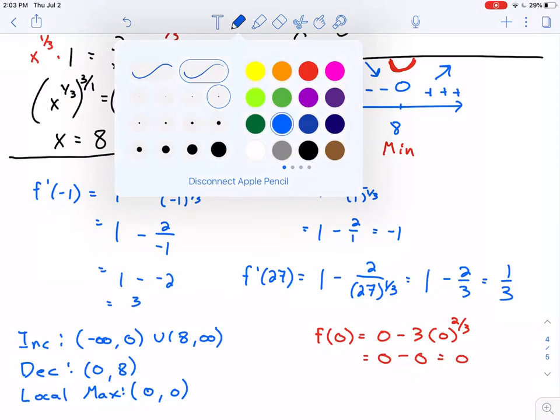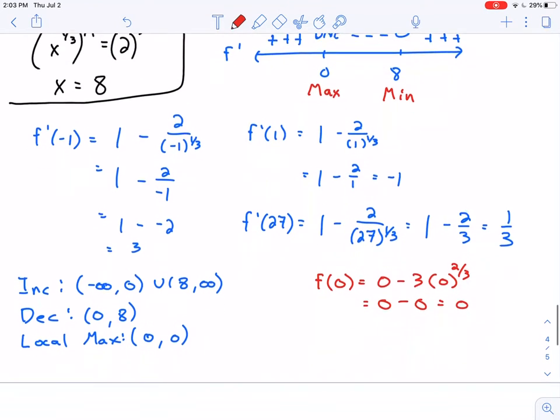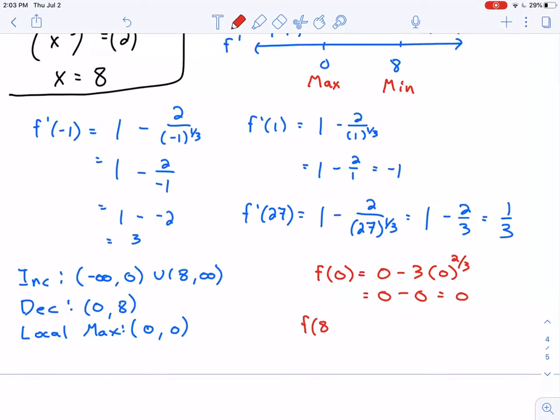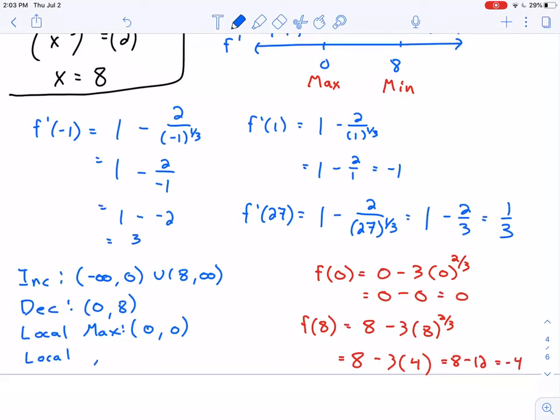So that means I need to find the y value corresponding to that. I'm going to take that, plug it into my original function. So f of 8, this is 8 minus 3 times, let's see, this will be 8 to the 2/3 power. This is 8 minus 3 times, I believe 4. The cube root of 8 is 2. 2 squared is 4, yes. So that's 8 minus 12 gives me negative 4. So I have a local minimum, we said, at 8 comma negative 4.